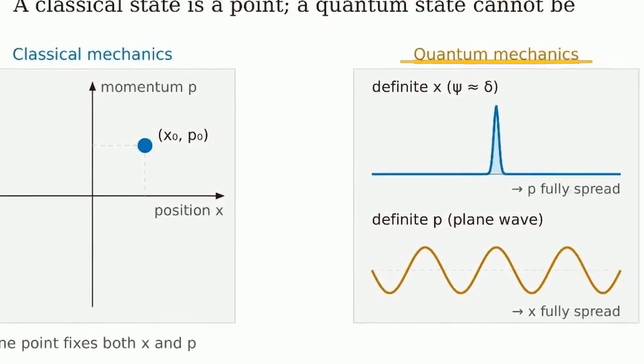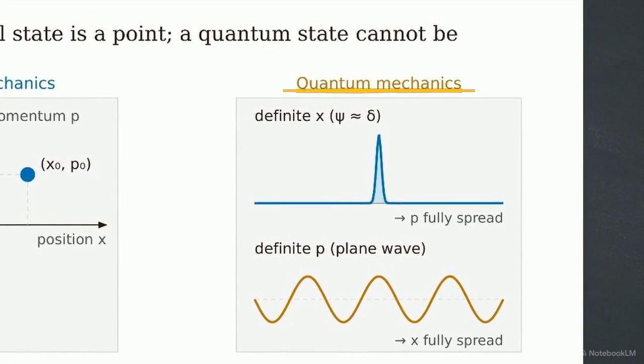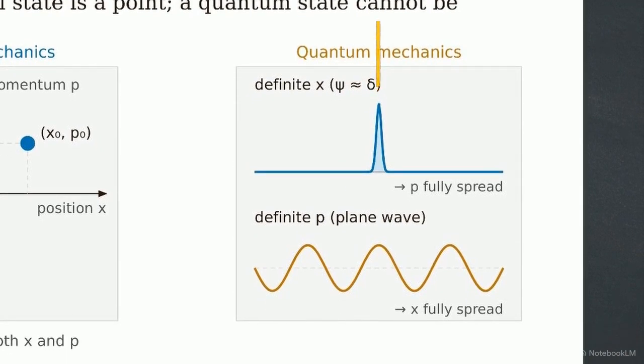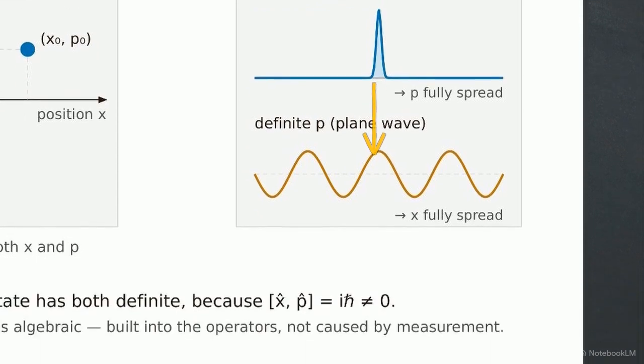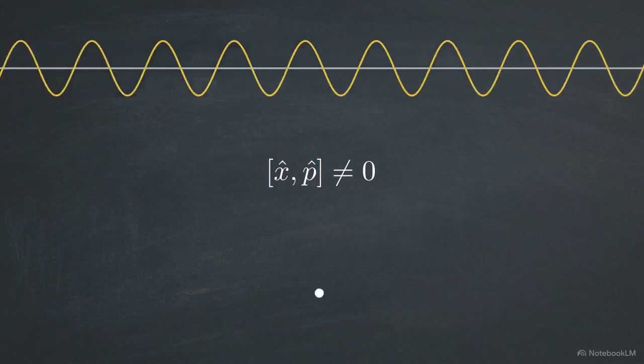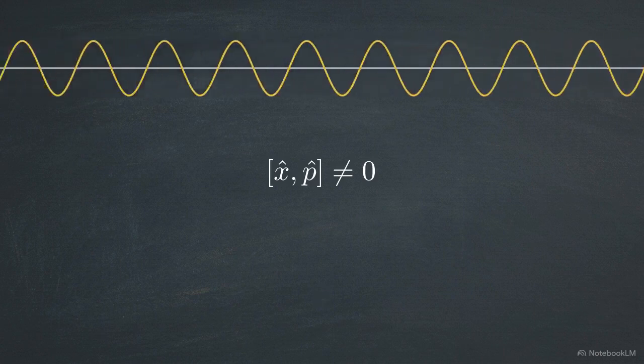Quantum mechanics reveals a physical state cannot be compressed into a single point. A state with definite position appears as a narrow spike, but its momentum is completely spread. Conversely, a state with definite momentum becomes an endless wave, leaving the particle spatially undefined. These two physical descriptions are mutually exclusive. No single quantum state can possess a definite location and speed at the same time.